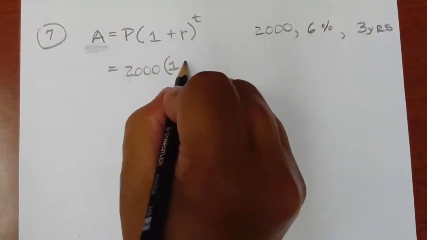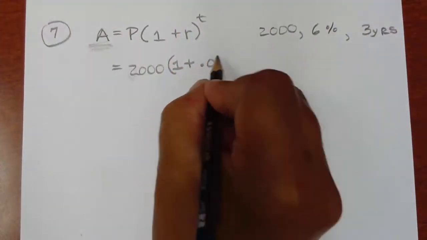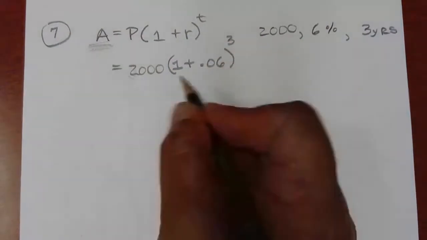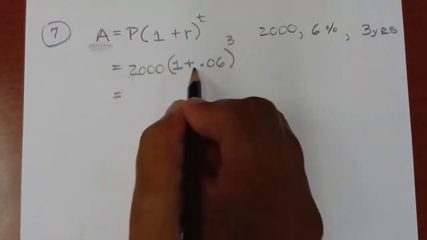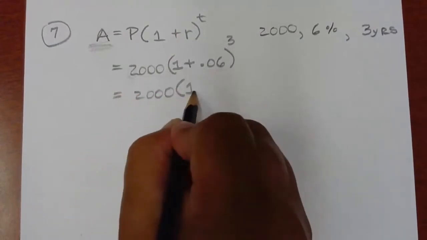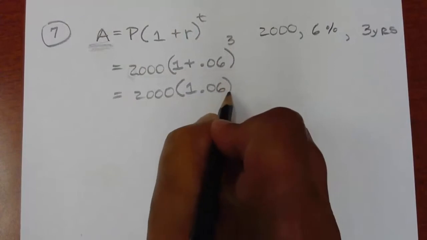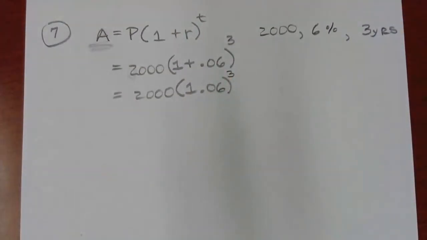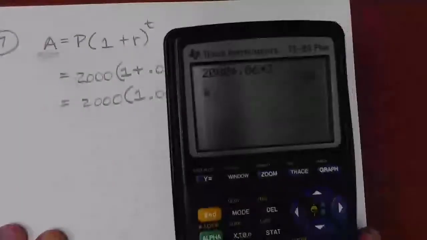You would put 2,000 in for your principal amount. Then it's 1 plus the rate. Remember, rates are always used as decimals, and the amount of time is 3. You might want to clean this up a little bit just so you don't have to put all this plus in. Maybe just combine these two numbers. This will be 1.06 first. You could always get your calculator to do that if you do it in your head. Now feed it into your calculator.